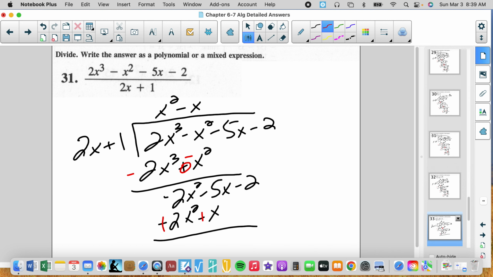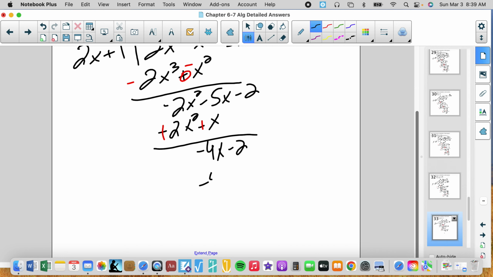Change them so they cancel. Negative 4x minus 2. Multiply by a negative 2 gives us negative 4x minus 2. Change them. 0.